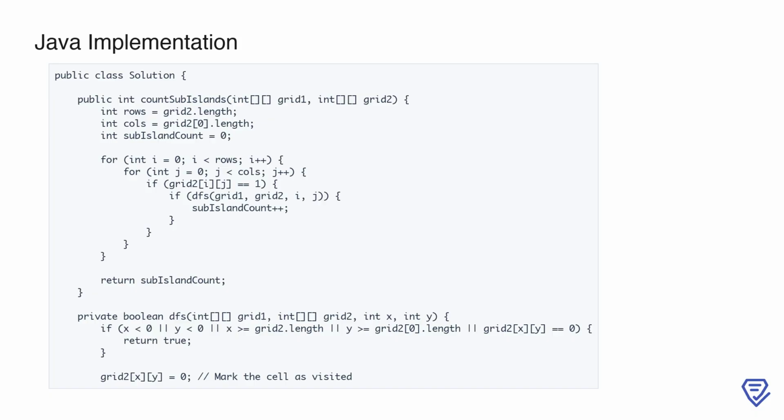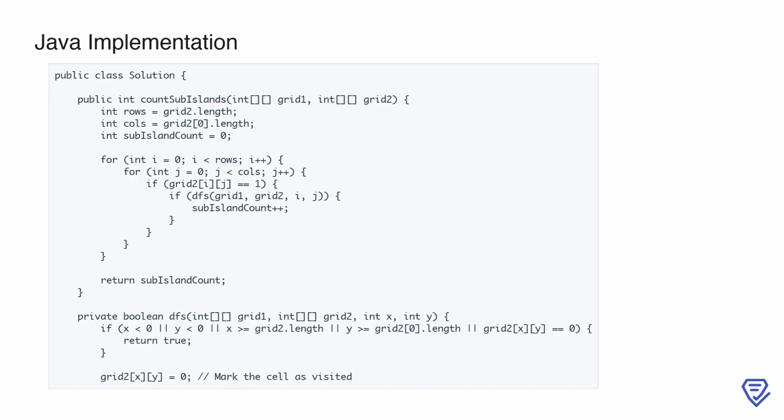Next, we use nested for loops to iterate through each cell in grid 2. If a cell contains land, represented by the value 1, we call the DFS method to perform a depth-first search. If DFS returns true, it means the current island in grid 2 is a subisland of grid 1, so we increment the subislandCount. Finally, we return the total count of subislands.